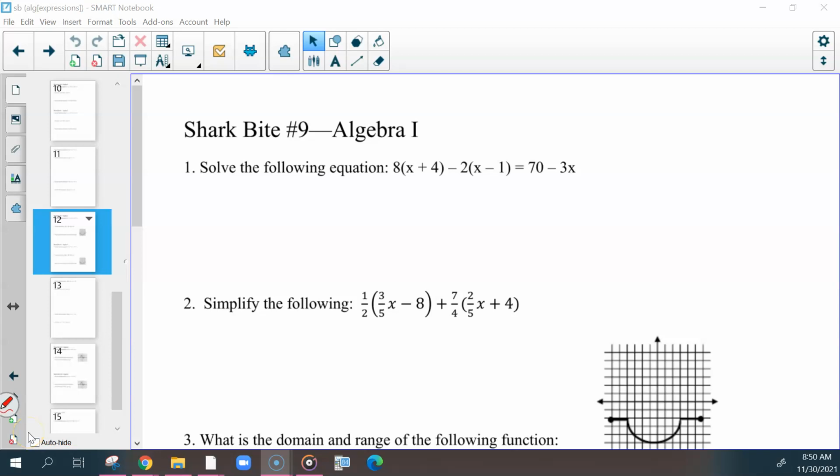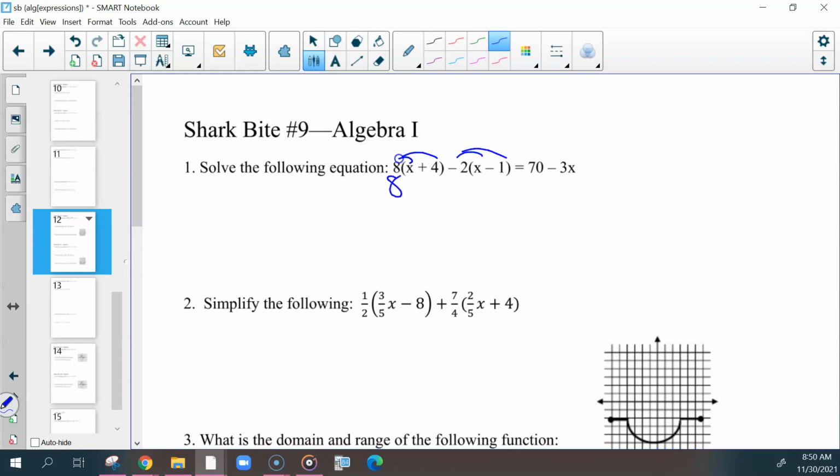Alright, for the first one, we need to solve this. So distribute twice to get 8x plus 32 minus 2x plus 2. Combine your like terms. 8x minus 2x gives us 6x. 32 plus 2 gives us 34.